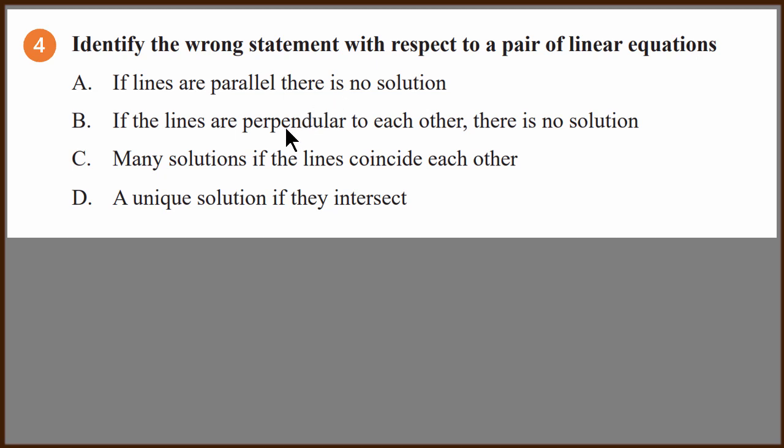If the lines are perpendicular to each other, then there is no solution. The lines are perpendicular, at 90 degrees, so there is no solution. This is wrong. Why? Perpendicular lines meet each other at one point. Therefore, it has a unique solution.